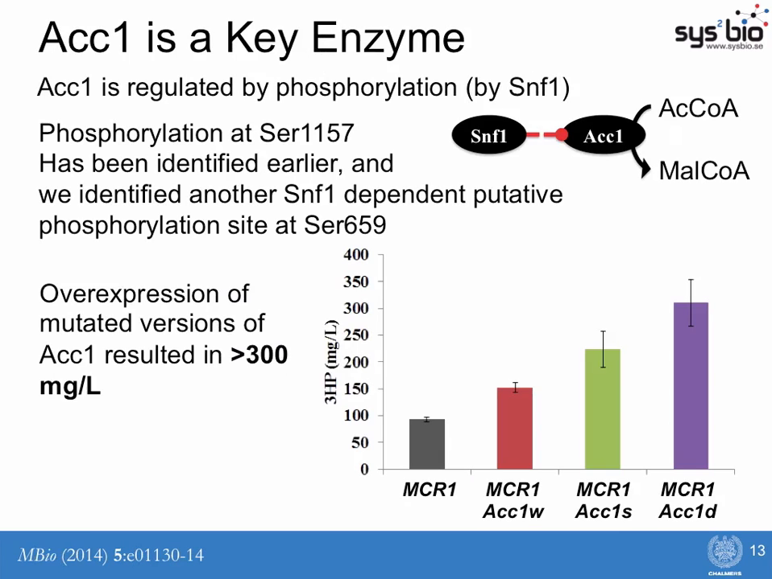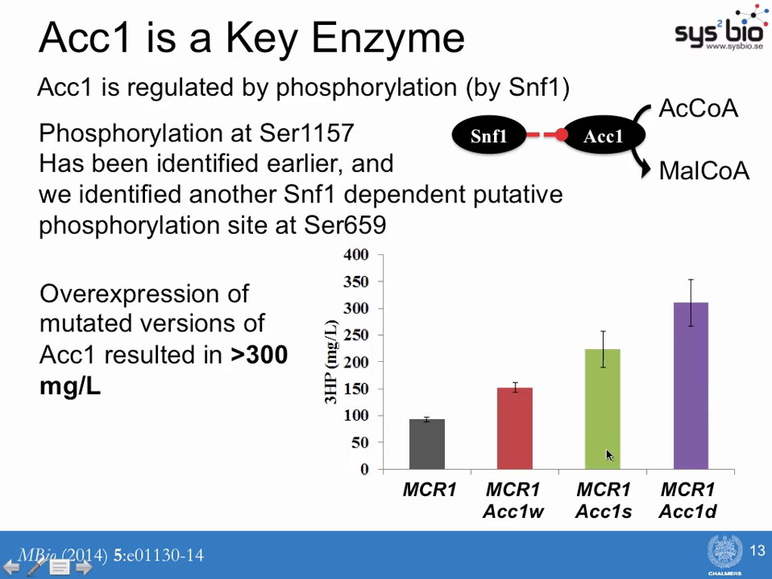Now, I mentioned that we overexpressed ACC1. ACC1 is a little bit of a special and also a key enzyme. It's highly regulated in eukaryotic cells. It is phosphorylated by SNF1, which is a key protein kinase that responds particularly to ATP limitations in the cell. SNF1 has been identified earlier to phosphorylate ACC1 at this position, serine 1157. But we identified another putative site based on analysis of the sequence. What we did was that we removed these two phosphorylation sites, and we could see that that alone gives a more than threefold improvement in 3-HP production together with expression of MCR1.